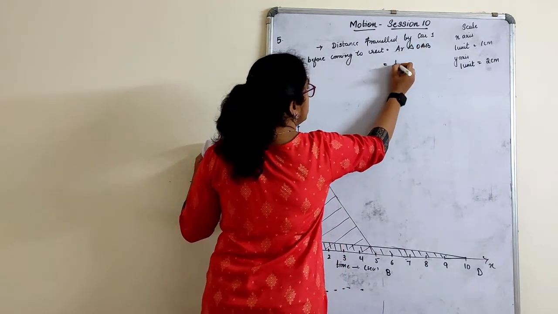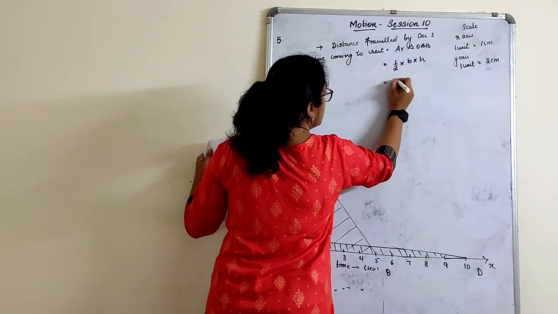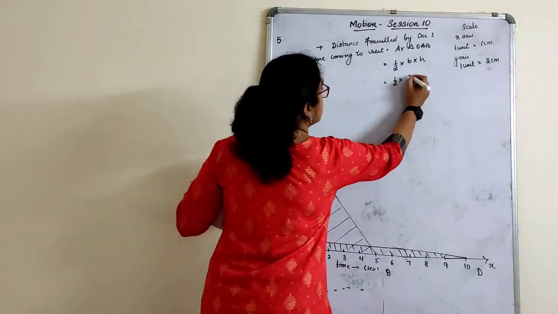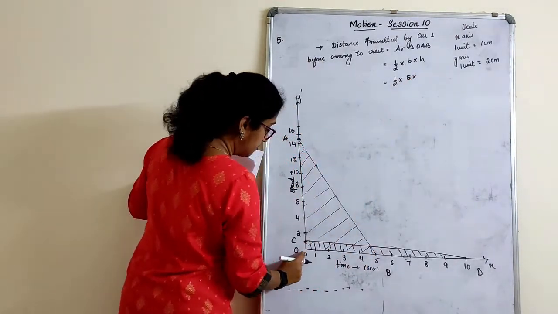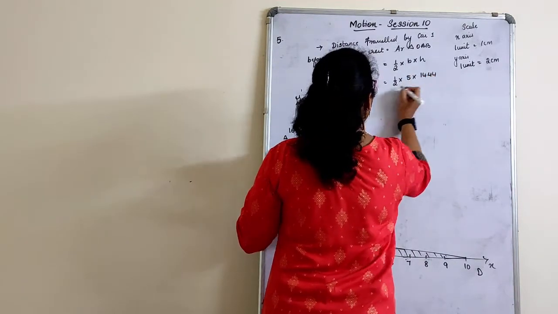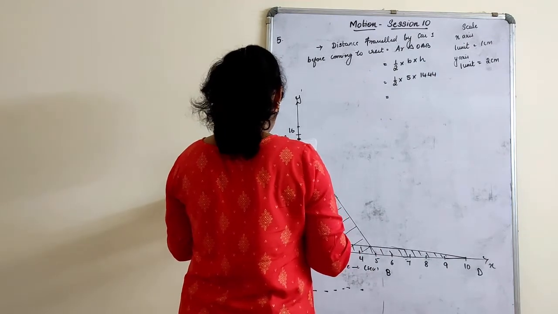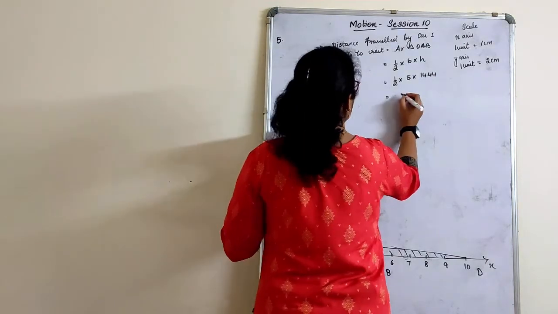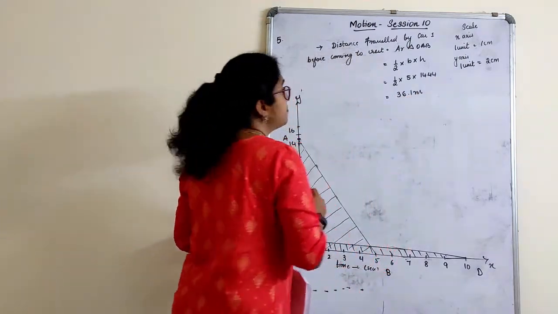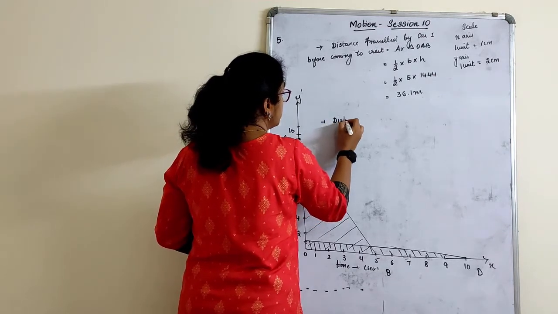So it is nothing but half into base into height. So this is half. What is base here, children? Base here is 5. What is height? Perpendicular height 14.44, which approximately you will get the answer as here 36.1 meter. Okay.